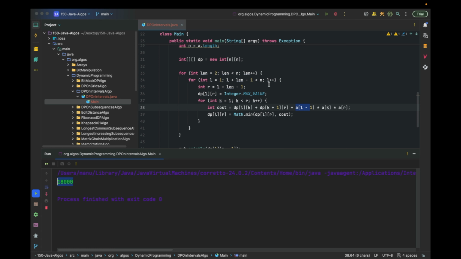We are left with only two topics. One is bit masking DP and another one is digit DP. Next, we'll be discussing bit masking DP.